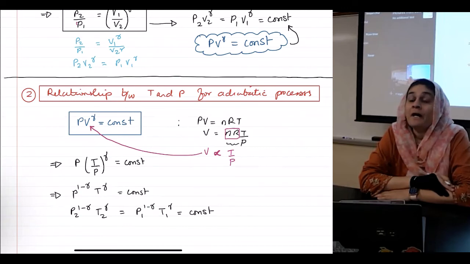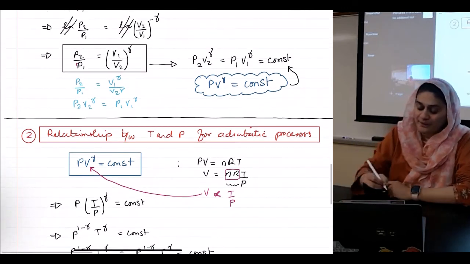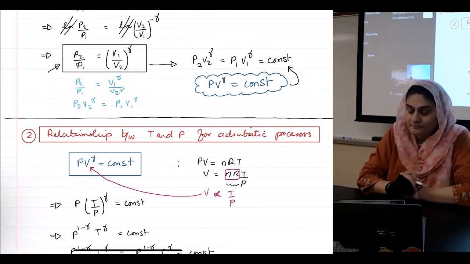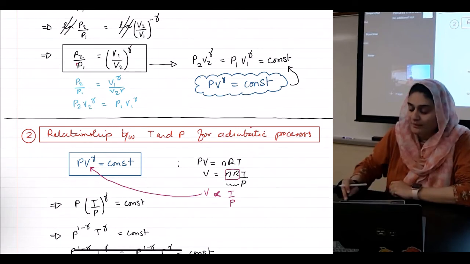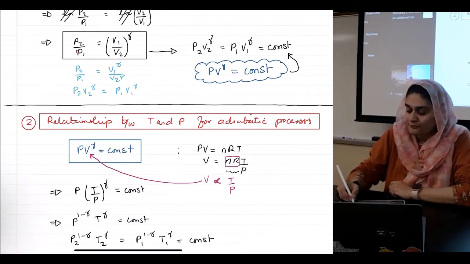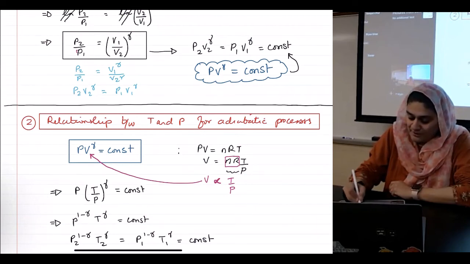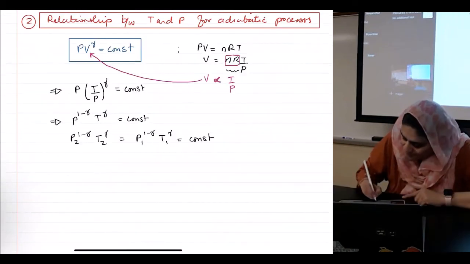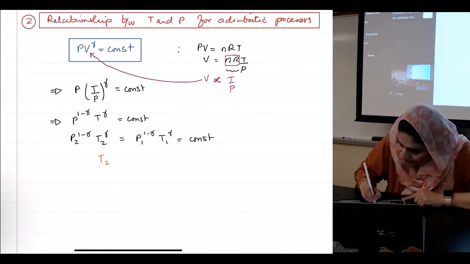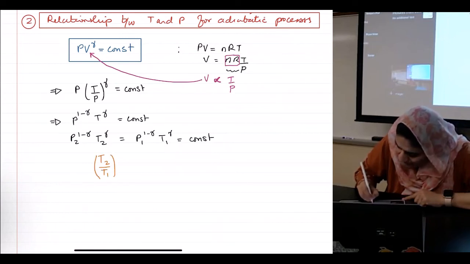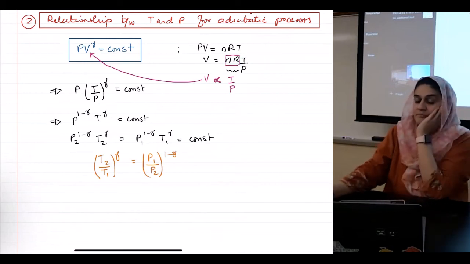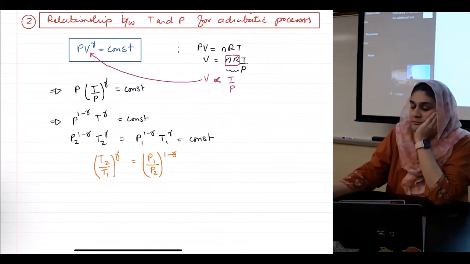Yes. Why did we do that again? Because we want to develop an equation analogous to this one, similar to that one. Good point. Okay, so now we're moving backwards, right? So I'm going to go from that equation now back to this one. Can I do that? Okay, I'm going to rewrite this as T2 over T1 to the gamma equal P1 over P2 to the 1 minus gamma. With me so far?